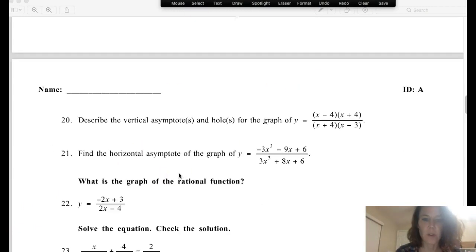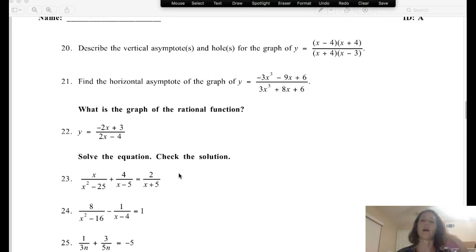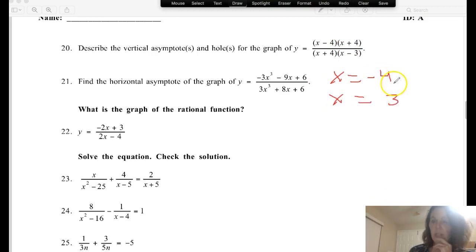Describe the vertical asymptotes and holes for this graph. So to tell where our vertical asymptotes or holes are, we check our denominator and see where that would be 0. So I would say it would be when x is equal to -4, this could be a vertical asymptote, or when x is equal to 3. Now I can tell if they're asymptotes or holes depending on if they're removable or not. And you go ahead and reduce to see if they're removable.